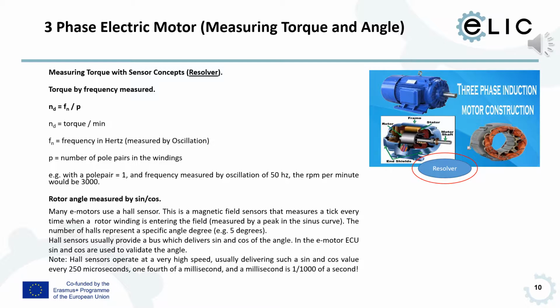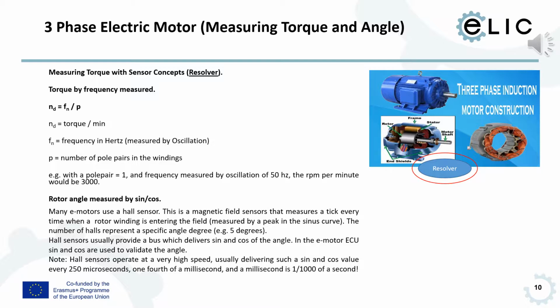where the formula is Nd is equal to Fn divided by P. Nd is the rotations per minute. The Fn is the frequency in hertz measured by oscillation, and P is the number of pole pairs in the windings. So for instance, with a pole pair of 1 and frequency measured by oscillation of 50 Hz, the rotation per minute of the motor would be 3000 RPM using that mathematical formula.